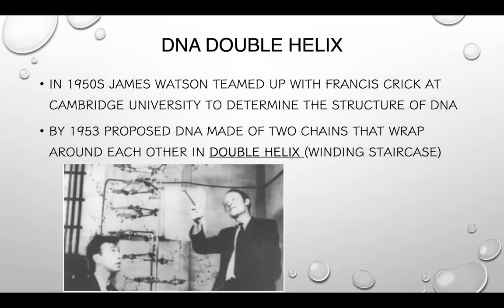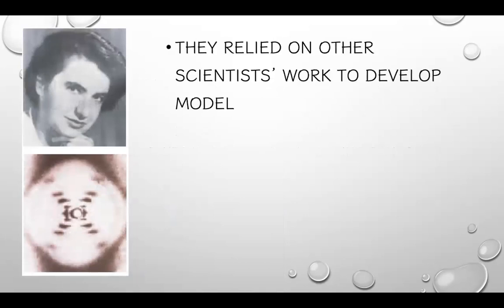By 1953, they proposed that DNA is made of 2 chains that wrap around each other in a shape called a double helix. That is a winding staircase. Now, a big part of their discovery involved Rosalind Franklin, because they obviously didn't do it all by themselves. I think they were biochemists, so they helped to determine the bonding inside DNA, which determines its shape.